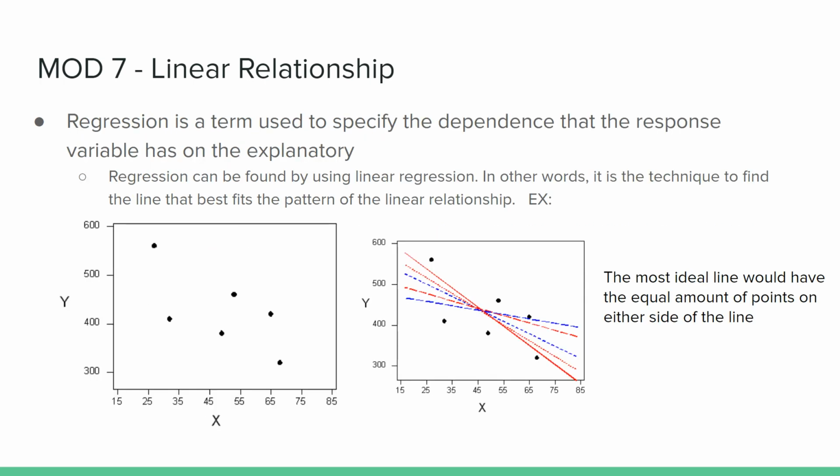On scatterplots, regression is the line that shows the dependence of the response variable and the explanatory variable. In the example, it is ideal to try to get half of the points on either side of the line.